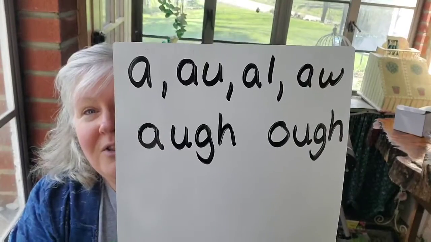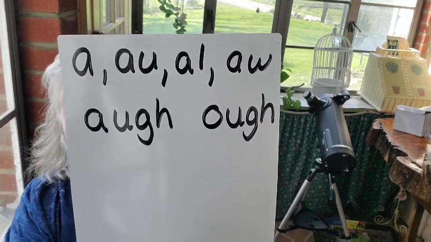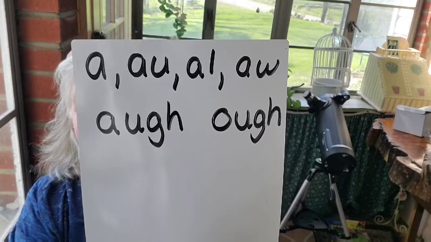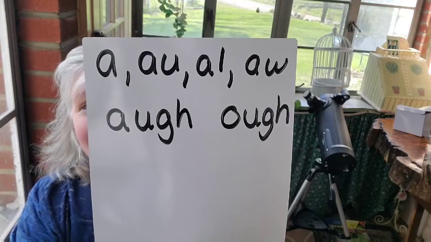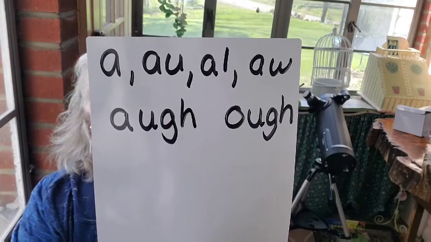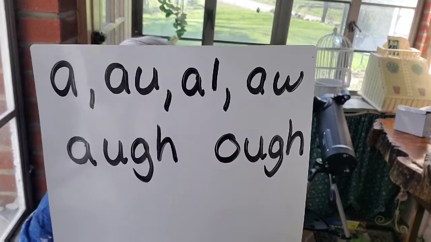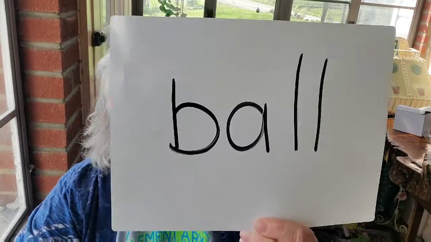Let me grab the paper. Here are all the spelling patterns of augh. A, A-U, A-L, A-W, A-U-G-H, O-U-G-H. All of these say augh. We're going to practice with some words that have the different spelling patterns of augh. Here's your first word.